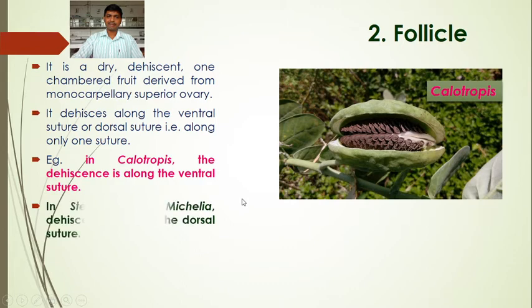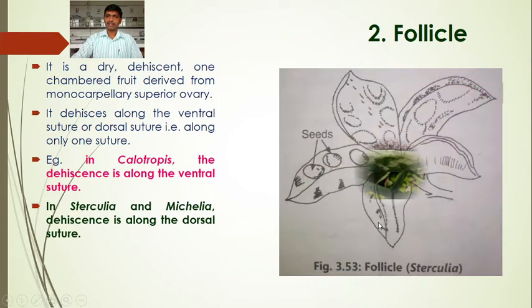Another case is when the fruit dehisces along the dorsal suture. For example, in Sterculia and Michelia, it dehisces along the dorsal suture. The type is the same, follicle. Here is the diagram of the follicle type of fruit, for example Sterculia. So this is the follicle type of fruit. This is the fruit.